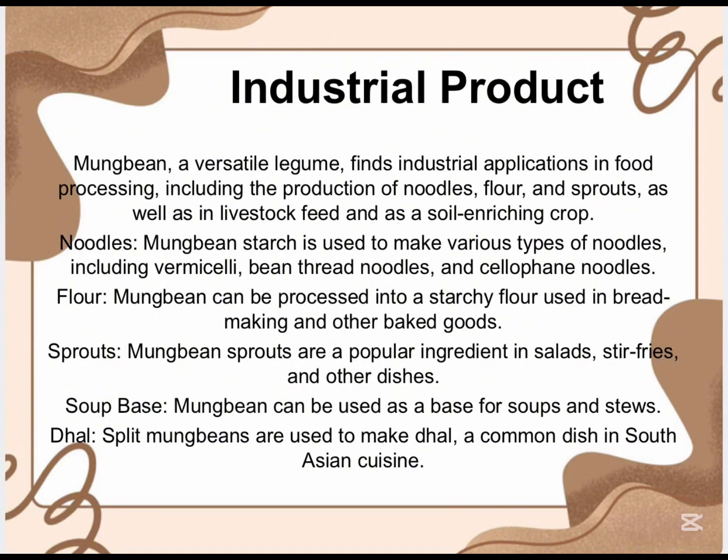Noodles. Mung bean starch is used to make various types of noodles, including vermicelli, bean thread noodles, and cellophane noodles. Flour. Mung bean can be made into starchy flour used in bread making and other baked goods. Sprouts. Mung bean sprouts are popular ingredients in salads, stir fries, and other dishes.